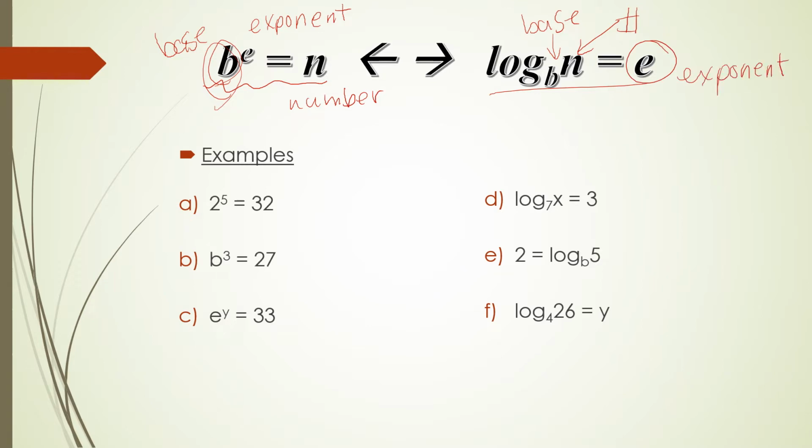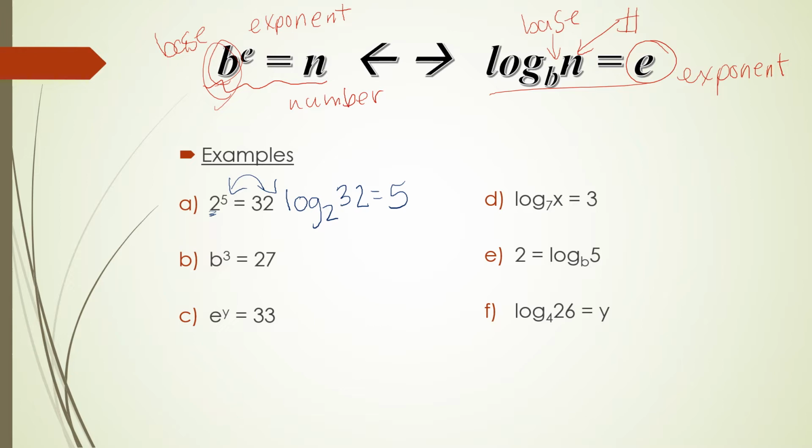So we can rewrite all these wonderful things. Let's take a look at these. Like 2 to the 5th is equal to 32. 2 is our base, so we're going to write it as log base 2 of, and the 5 and the 32 are going to trade places. Of 32 is equal to 5. You want to try the next two? Go ahead and pause and try it out.